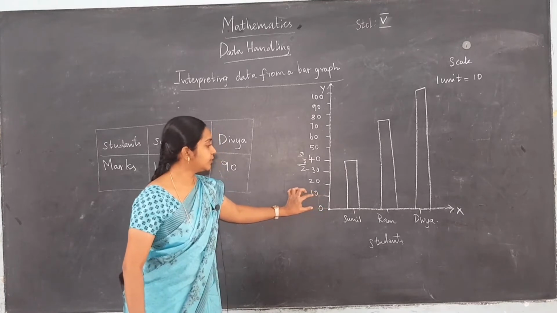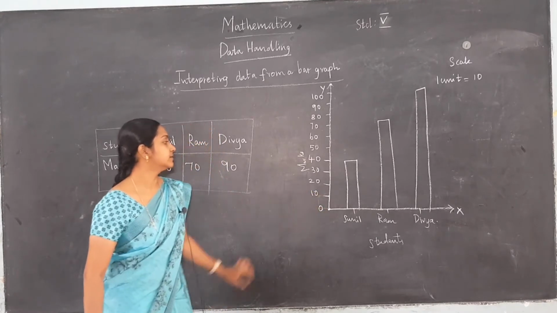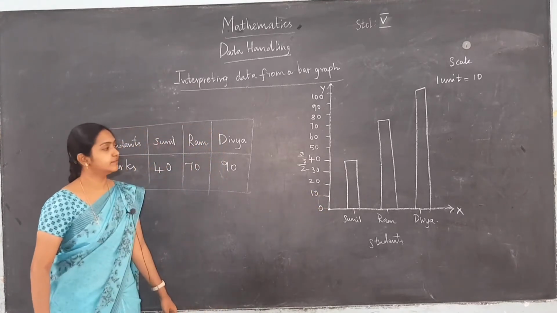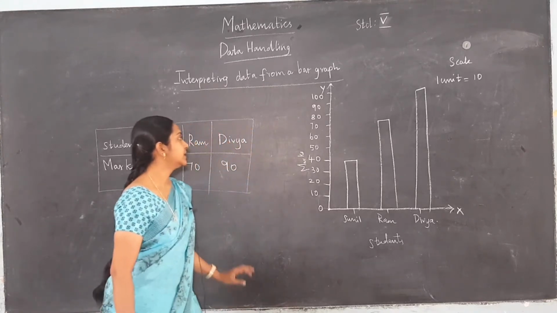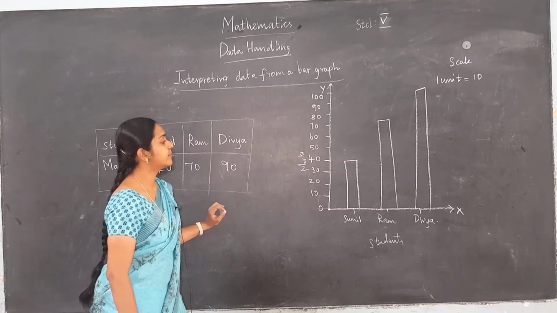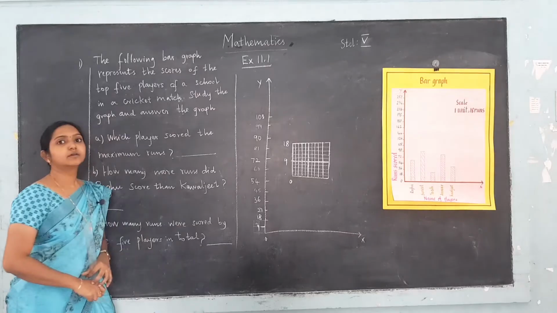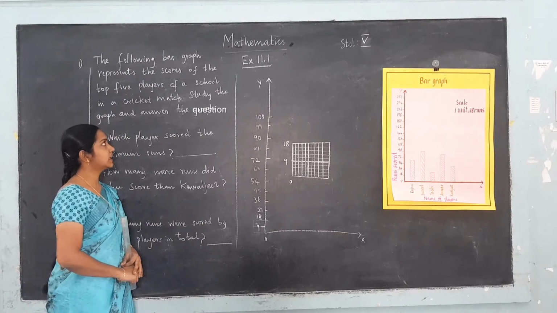Here 1 unit equal to 10. This is the scale which we use for this bar graph. In this way we have to draw the bar graph. Now we are going to solve exercise 11.1.